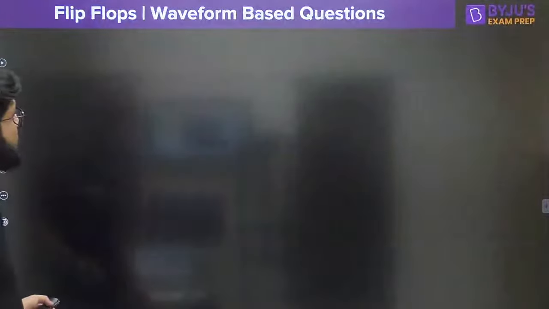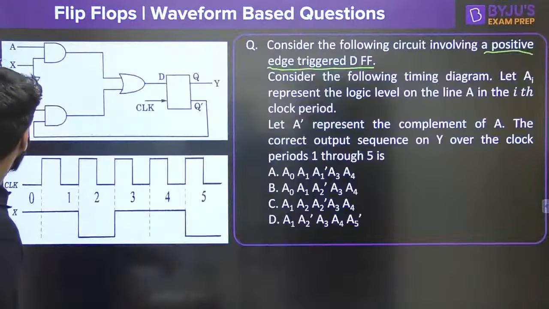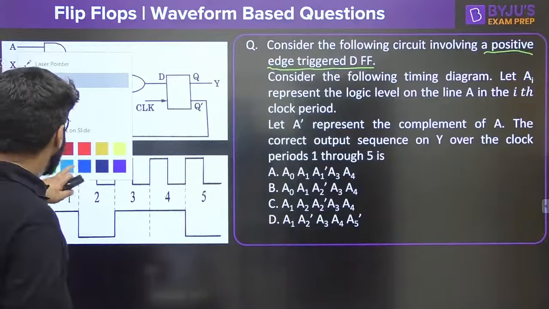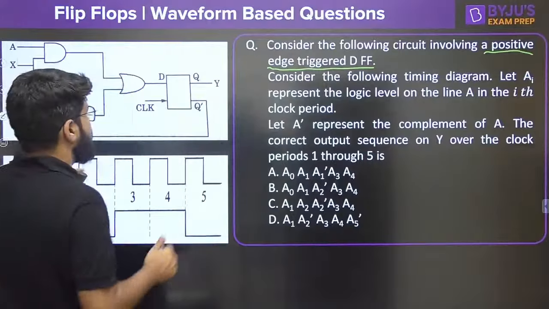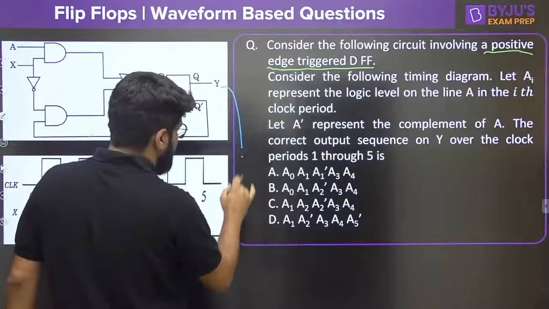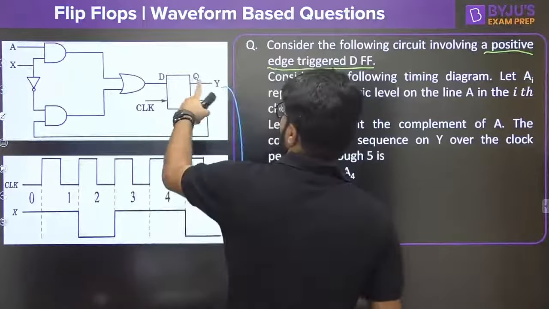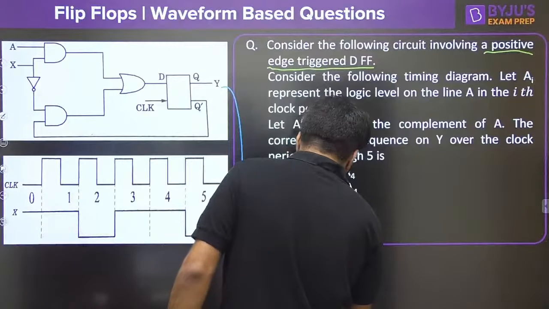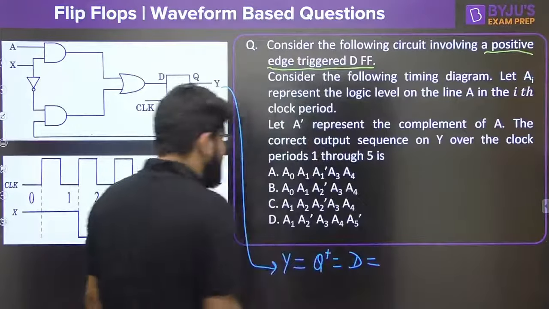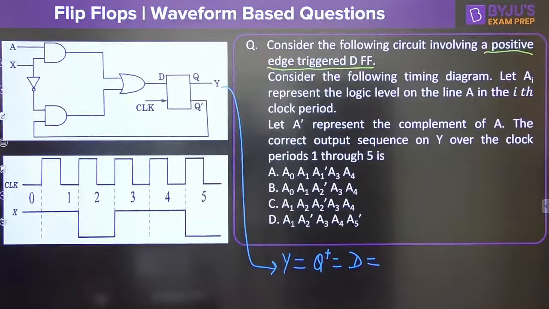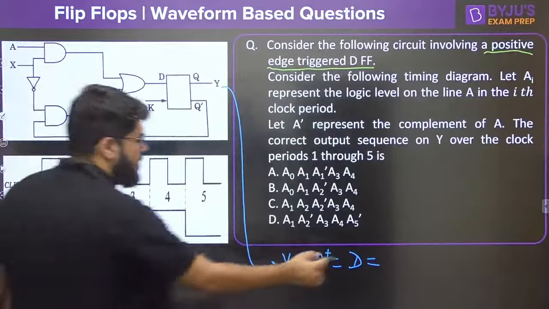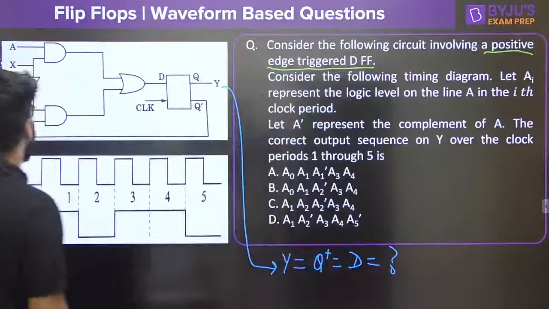This diagram is not available again, so let me just solve it here only. What is the correct output sequence on Y? First of all, Y means the output of the D flip flop, that is Q plus, and Q plus is always equal to D. Now what is coming on the D? That you have to check.